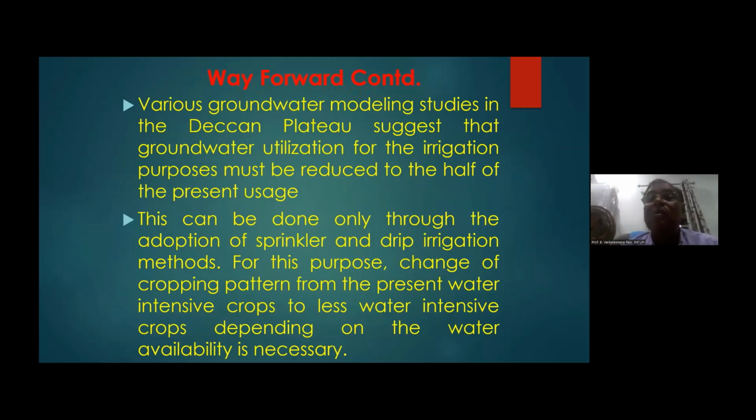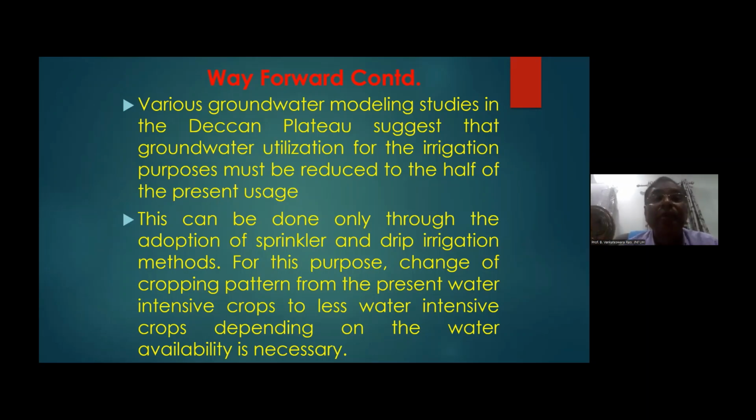Various groundwater modeling studies in the Deccan Plateau, where I have shown these graphs, suggest that groundwater utilization for irrigation must be reduced to half of the present use. Adopt sprinkler and drip irrigation, micro irrigation techniques, and whatever micro irrigation manner you adopt, you must utilize this surface water properly, because we have seen in many cases 40% of the applied irrigation water does not reach the plants, according to the World Bank. So that is the way forward.